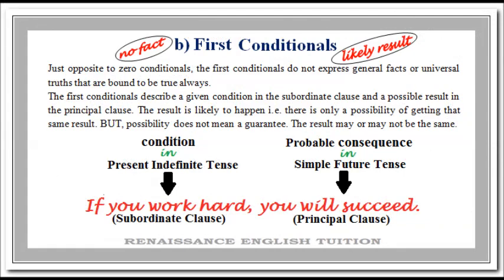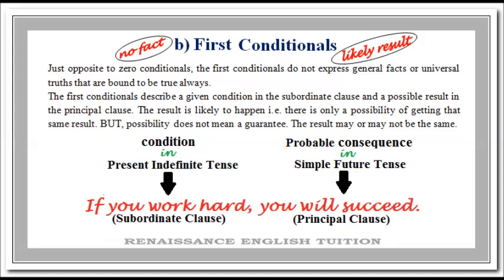Now it's time to discuss the first conditionals. Just opposite to zero conditionals, the first conditionals do not express general facts or universal truths that are bound to be true always. On the contrary, the first conditionals describe a given condition in the subordinate clause and a possible result in the principal clause. The result is likely to happen, that is, there is only a possibility of getting that same result. But possibility does not mean a guarantee. The result may or may not be the same.